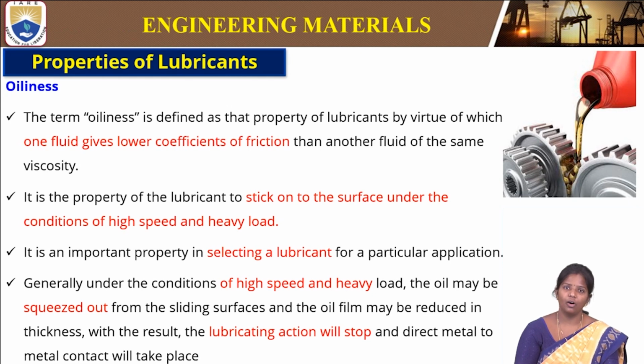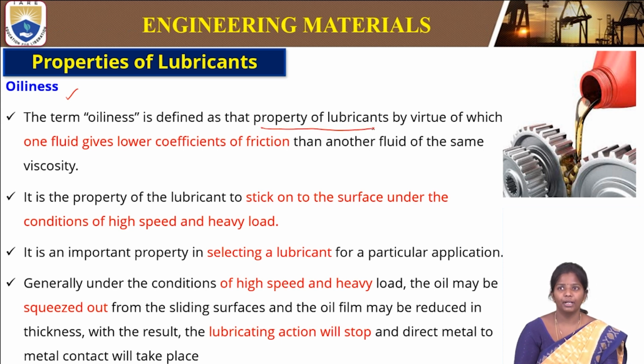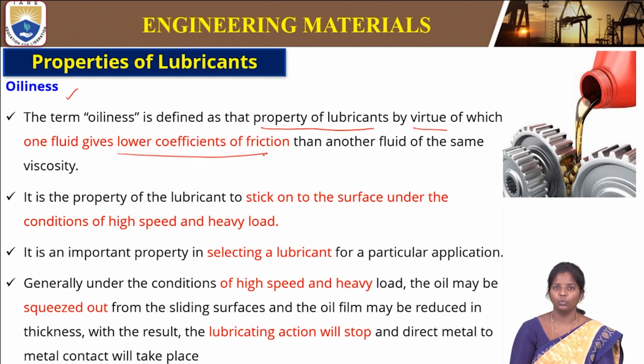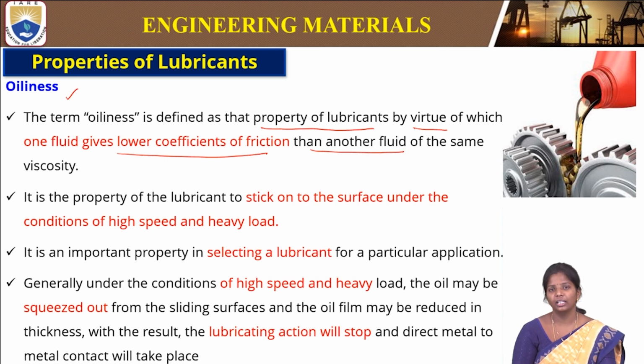So among the properties, oiliness is one. It is defined as a property of lubricants by virtue of which one fluid gives lower coefficient of friction. So one fluid having a lower friction coefficient than another fluid of the same viscosity, that is nothing but oiliness. Even though the viscosity is the same for two different fluids, the oiliness depends on the coefficient of friction.